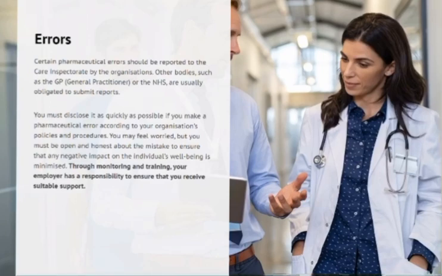You must disclose it as quickly as possible if you make a pharmaceutical error according to your organization's policies and procedures. You may feel worried, but you must be open and honest about the mistake to ensure that any negative impact on the individual's well-being is minimized. Through monitoring and training, your employer has a responsibility to ensure that you receive suitable support.